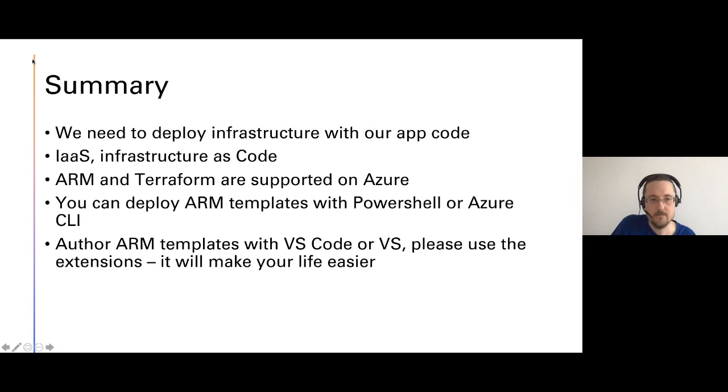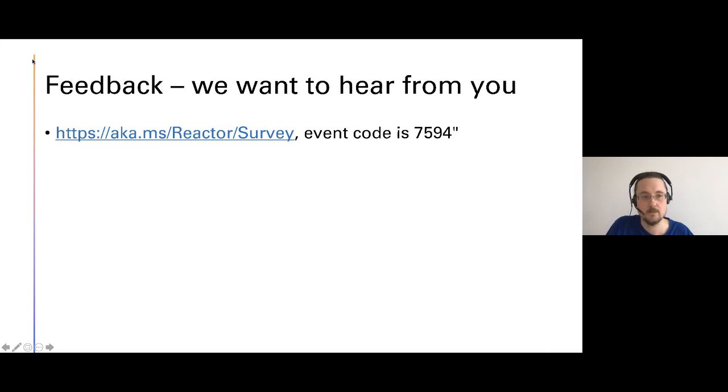So in summary, we need to deploy infrastructure with application code. It's not one or the other nowadays, it's both. IaC stands for infrastructure as code. ARM and Terraform are supported on Azure. You don't have to pick one over the other, don't worry. You can deploy ARM templates using either PowerShell or Azure CLI, and you could be authoring ARM templates with VS Code or Visual Studio. And please use the extension, it will make your life so much easier.